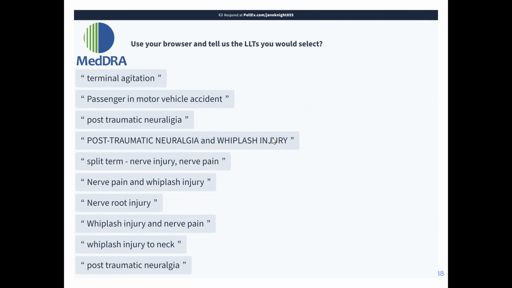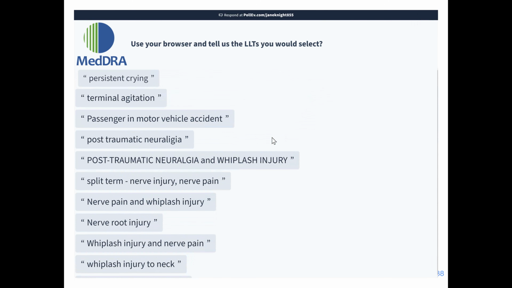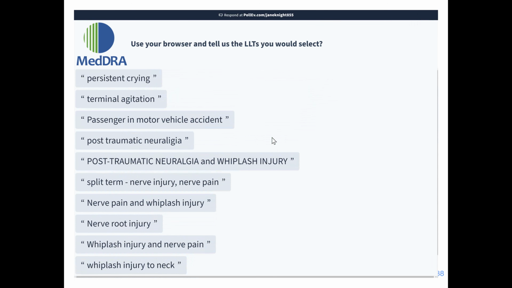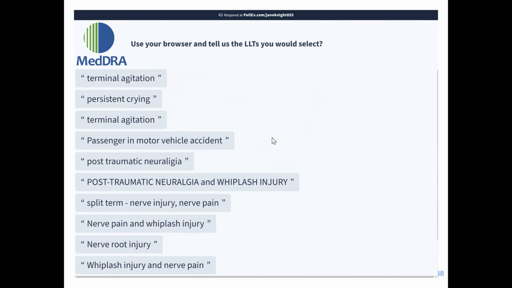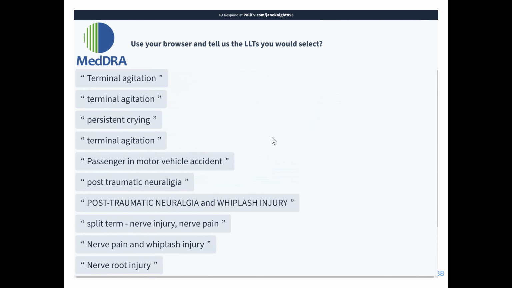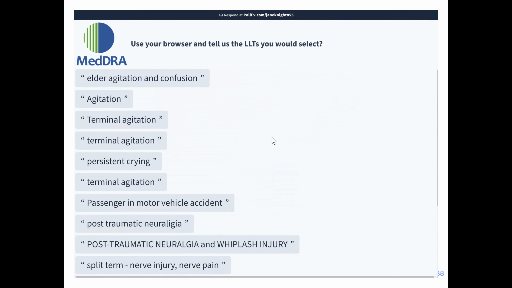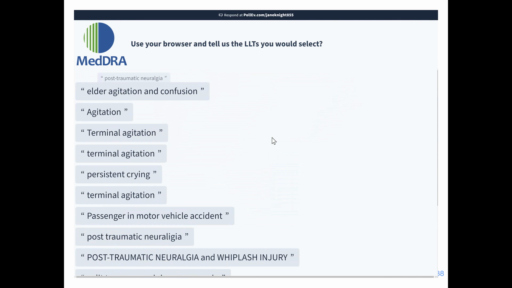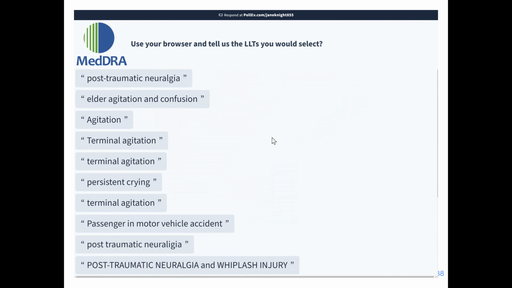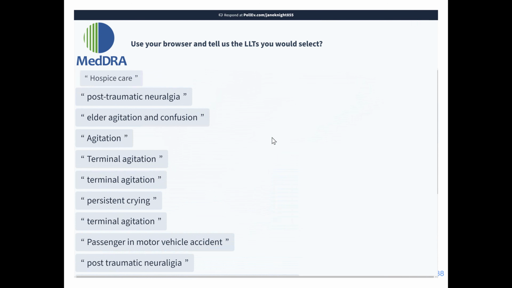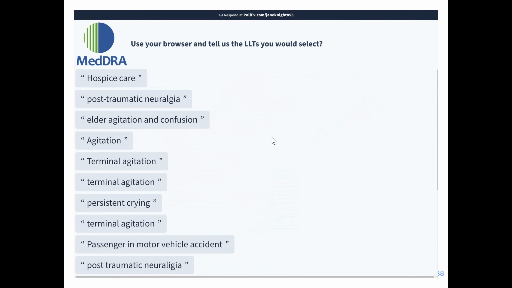Yeah, it's active. Passenger in a motor vehicle accident. Terminal agitation, here we are. We're getting them now. Terminal agitation. Persistent crying. Terminal agitation again. So you've taken the words that you were given. For end-of-life care, a number of you have looked for agitation and found the term terminal agitation, which would seem to capture it for end-of-life care. We've got a bit of a mix, so let's go and have a look in the browser and see hospice care.